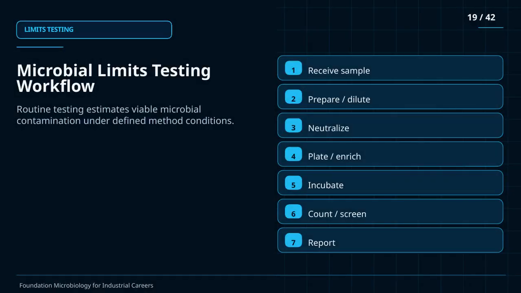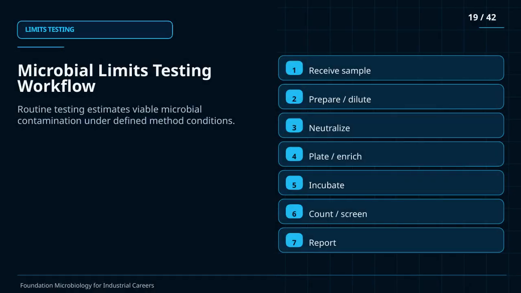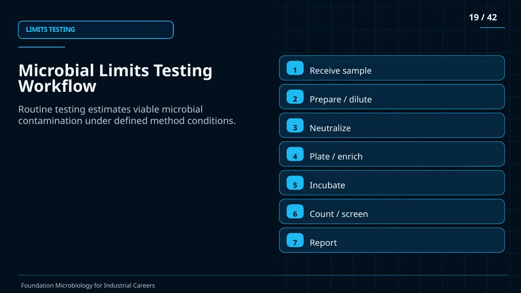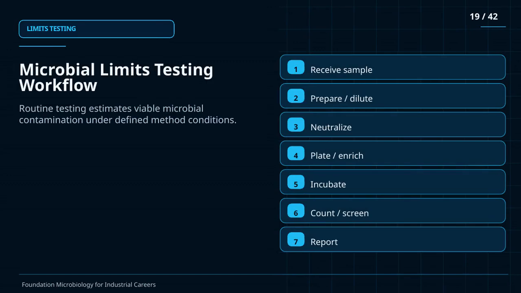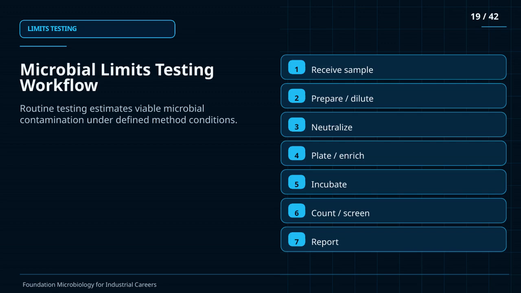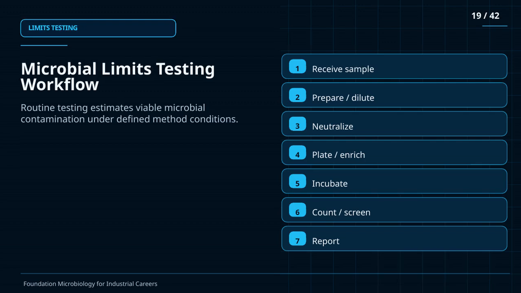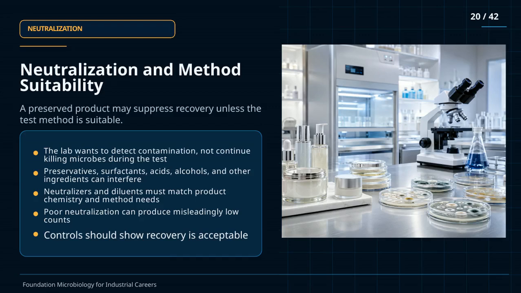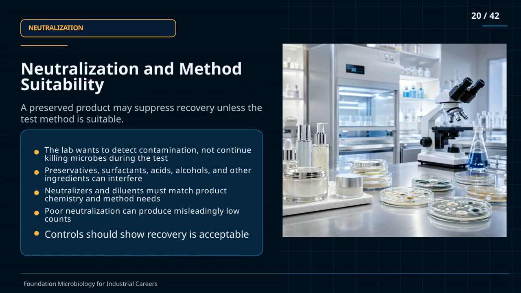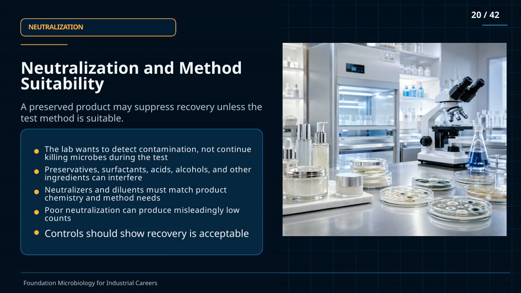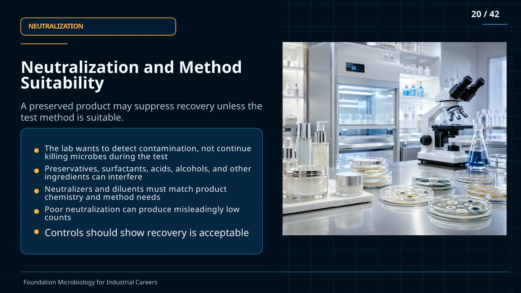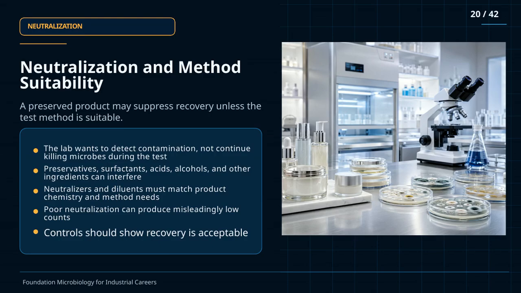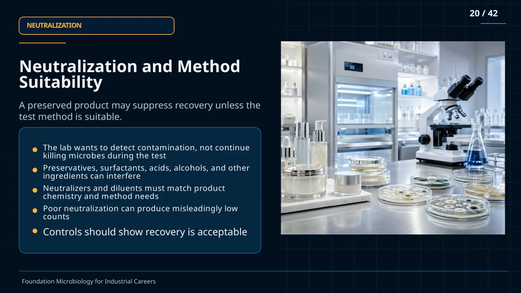Welcome to Module 12, Cosmetic Microbiology Fundamentals. This module connects product design, preservation, manufacturing hygiene, testing, and consumer use to practical microbiological control. Cosmetic products are microbiological systems because formulation, packaging, user behavior, and the environment all influence contamination risk. Effective control protects consumer safety, product stability, shelf life, and brand trust.